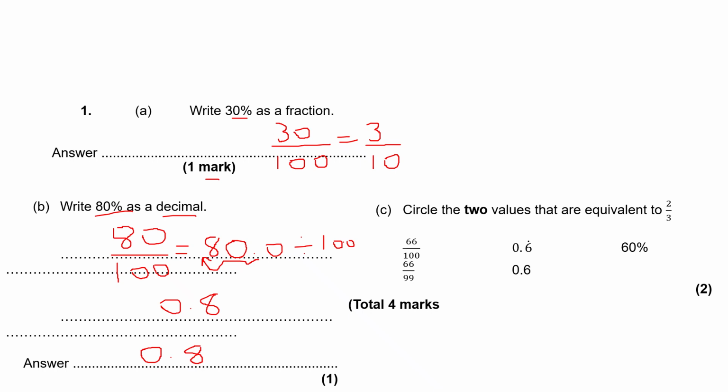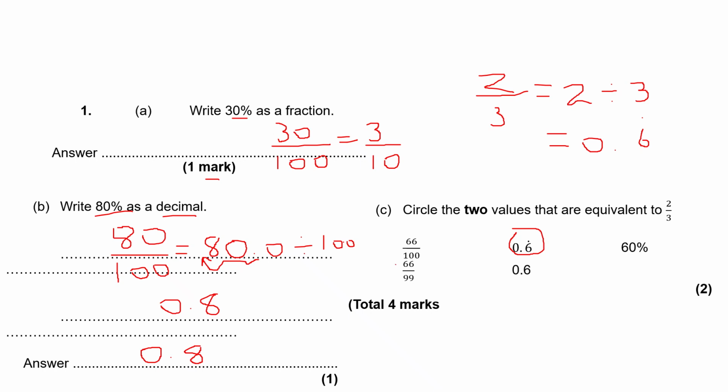For part C, circle the two values that are equivalent to 2/3. Now 2/3 is one of those nasty fraction to decimal conversions. It's actually a recurring decimal. So 2/3 means 2 divided by 3. Remember that line means a division. If you work it out on your calculator or even using the bus stop method, you will get the answer of 0.666666666, and so on and so forth. So I'll write it as 0.6 with a little dot on the 6 to represent that it's recurring. So that'll be this one here.